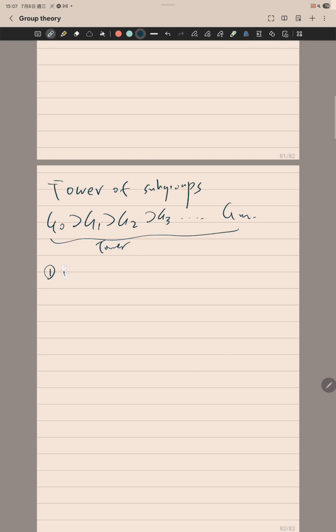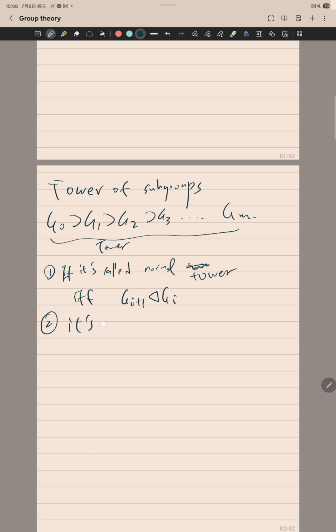The first one is called a normal tower. You can construct lots of quotients. It is called a normal tower, meaning that each one is normal in the previous one, so G_{i+1} is normal in G_i. This is called a normal tower.